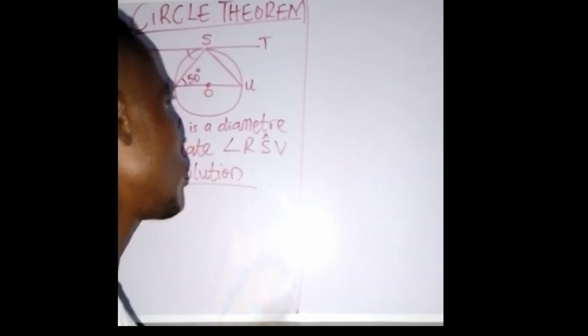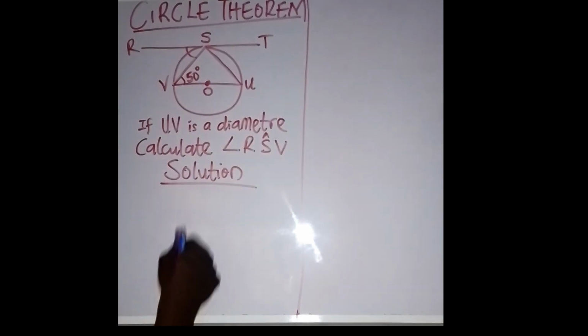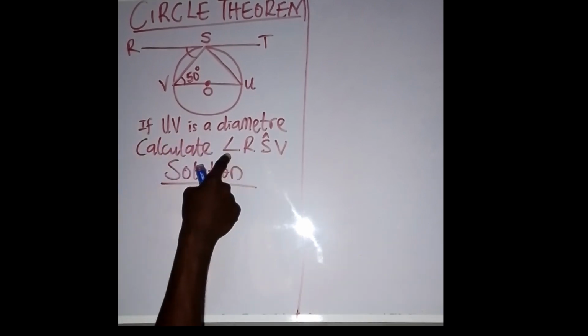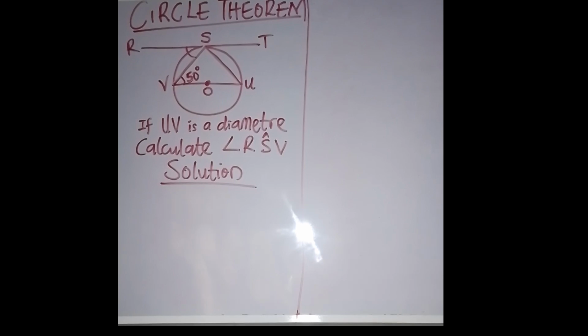When I look at this particular question, this circle theorem, they said if UV is the diameter, calculate the what? Angle RSV. So calculate angle RSV. Now let's look at this diagram properly.